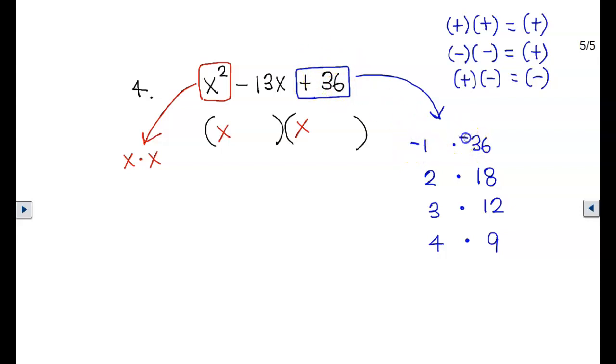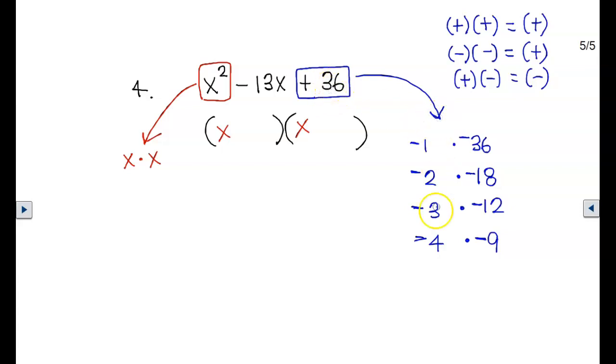So I know that both of these numbers would have to be negative in order to make my 36 a positive. So negative 1 times negative 36, negative 2 times negative 18, negative 3 times negative 12, negative 4 times negative 9. It's going to take 2 negative numbers in my multiplication problem to make that 36 a positive.